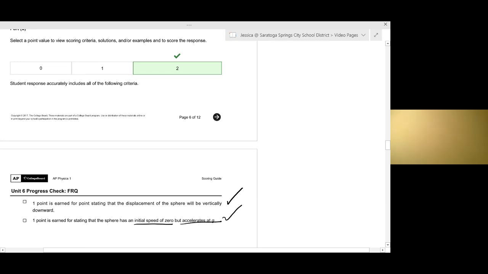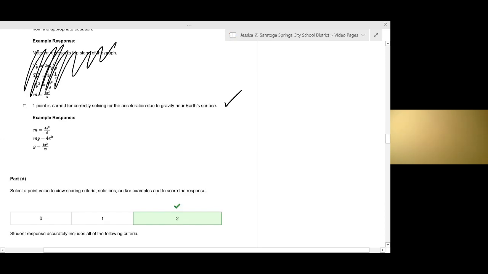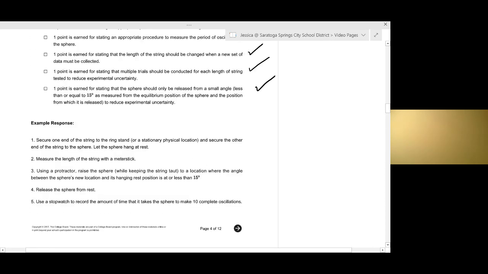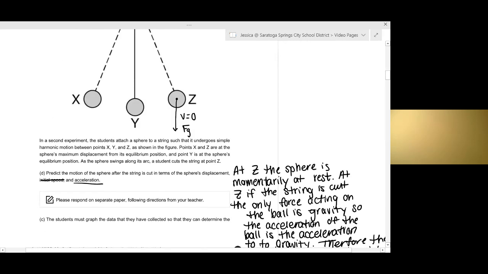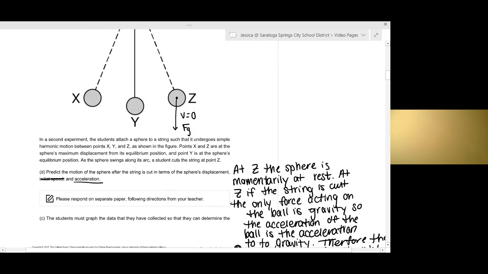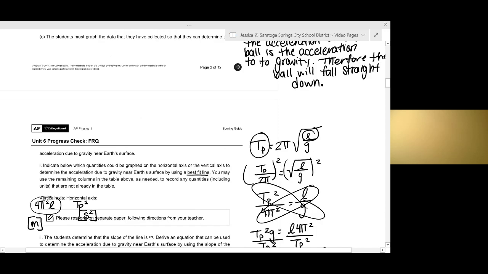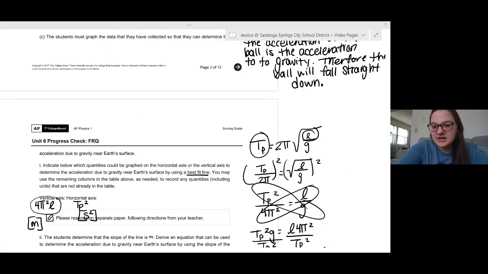So again, remember that was that weird part where we had the sphere at x, y, and z, and we had to figure out where the sphere was going to go. Because we were at z and our initial velocity was 0, we just dropped straight down. Anywhere else, the sphere would turn into a projectile. Any questions? It does not look like we have any questions.